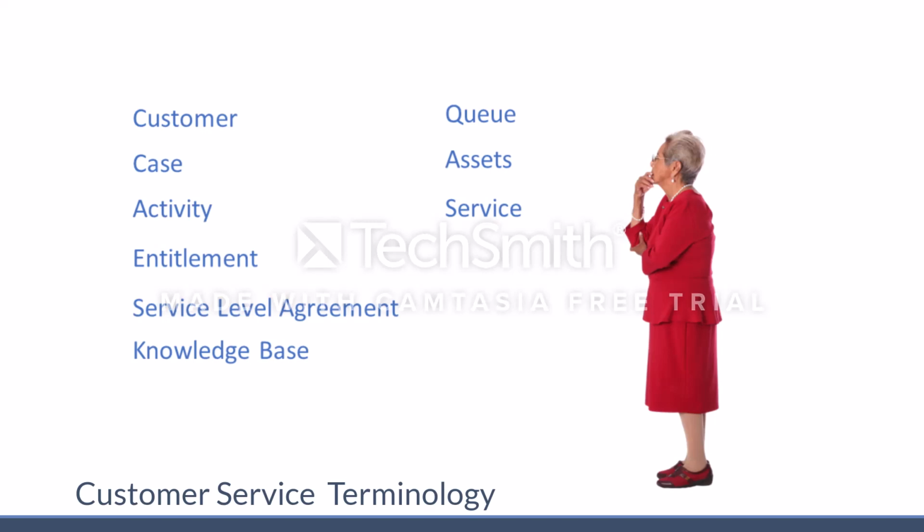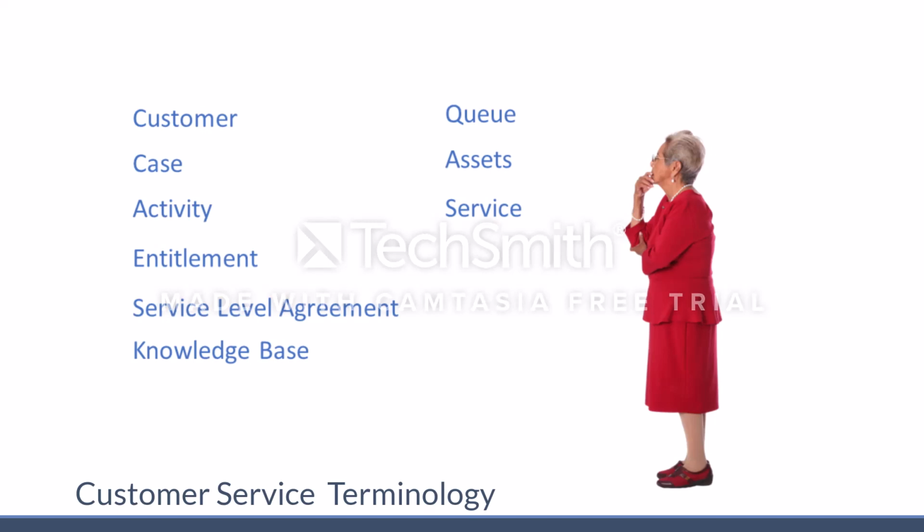So first off, customer, that would obviously be the person or company requesting the service. Now, a customer record can be represented by either a contact or an account record in customer service. Then we have the case, which is the primary record in customer service for capturing the information with regards to the issue that the customer is reporting.